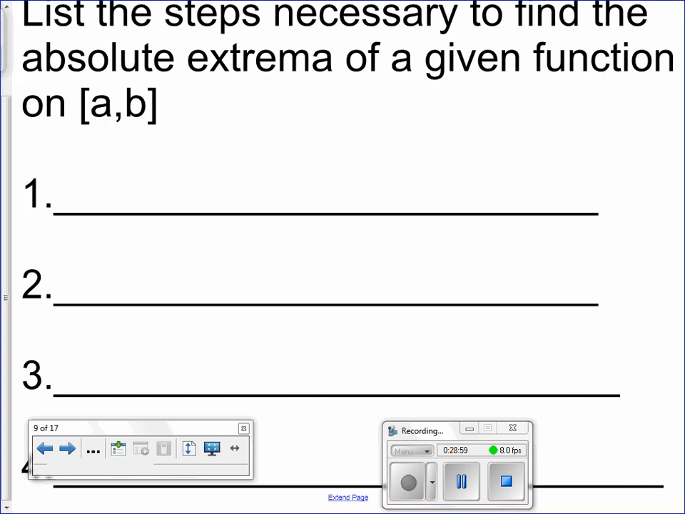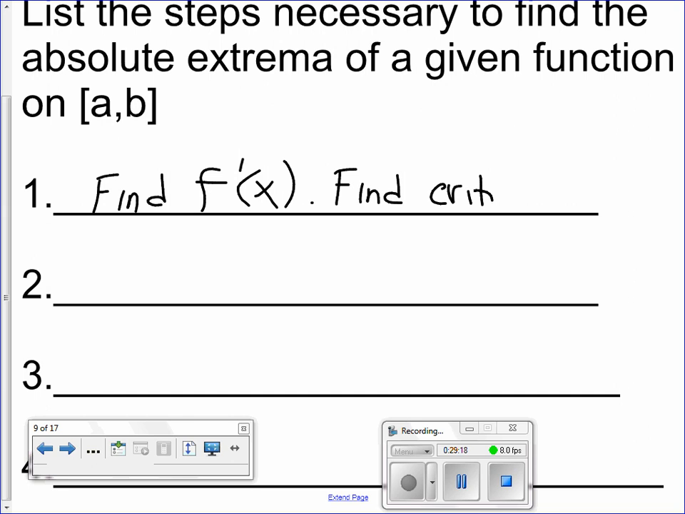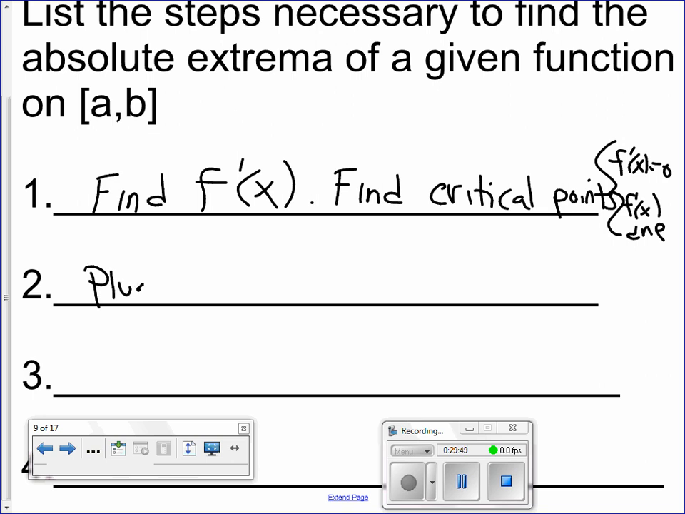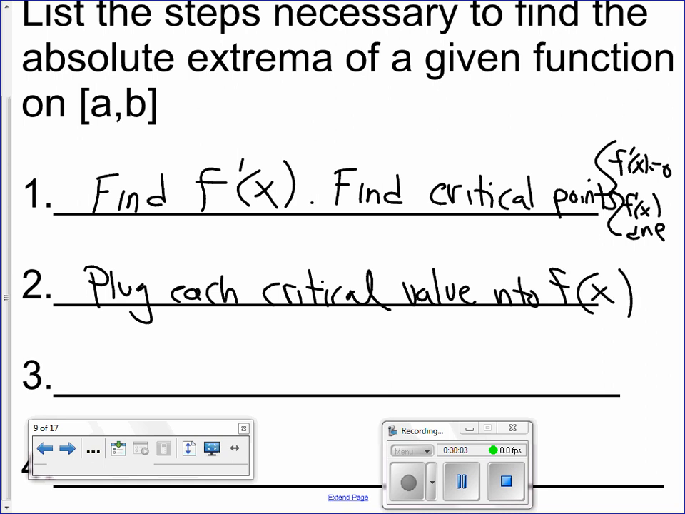What's the first step when you want to get the absolute extrema? What do you got to do first? Very last page. Now, you get the derivative, and what do you got to do once you get the derivative? Right, so you're going to find your critical points. That's where the derivative either equals 0 or the derivative does not exist. Because that's where you might have a max or min. All right, so we get our critical values. Then what? Plug each of the critical values into the original function. You can word this the way you want to word it. Each critical value into the function, not the derivative.